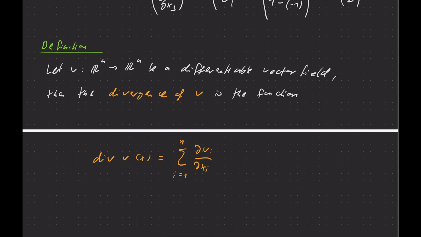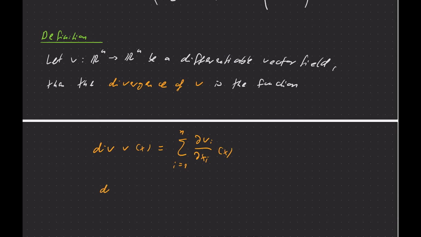So you just take the first component, you differentiate it with respect to x1, the second you differentiate with respect to x2, and you sum up all of these, and then you get a function that maps a point in your domain in R^n to a real number. So that is actually a function div V that maps R^n to R. So the rotation was a vector field. The divergence is a scalar field.